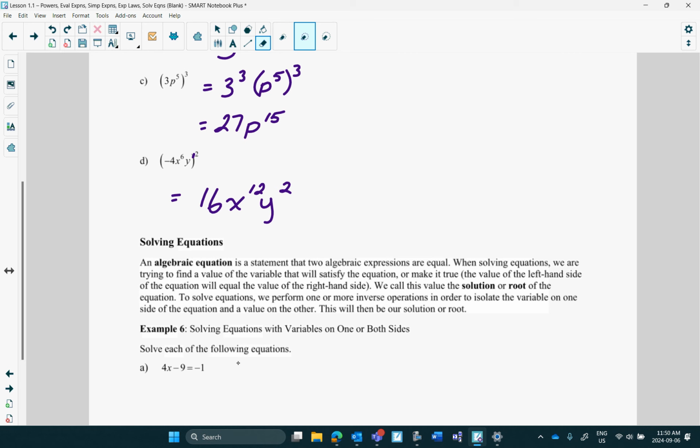Okay, I'm going to stop there because I think that's a good place to stop, because if we jump into equations right now, that's loading you up with a lot of stuff. All right, so this is sufficient for now.